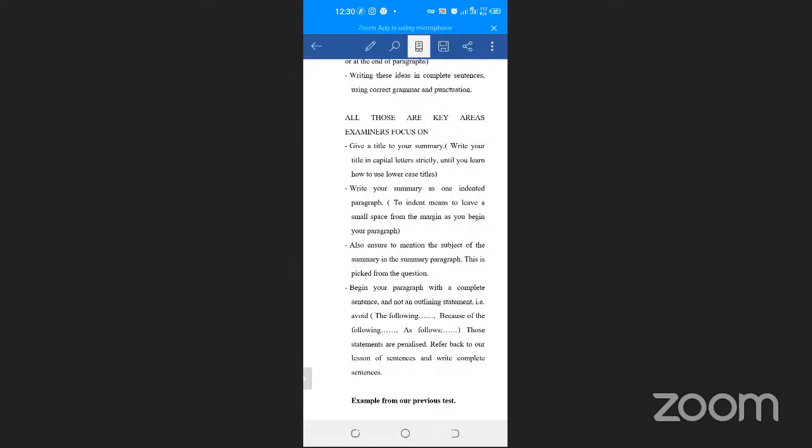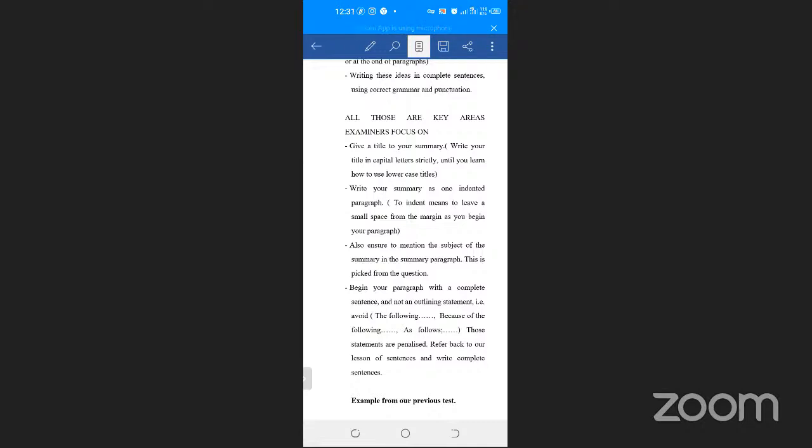However, there are some exceptions. Where the summary requires you to summarize the causes and effects, you can have two paragraphs. But if it is only the causes or only the effects, you give one paragraph. But that is exceptional. The third is to ensure you mention the subject. Make sure you mention the subject in the summary paragraph. This is picked from the questions, so it depends on the question.